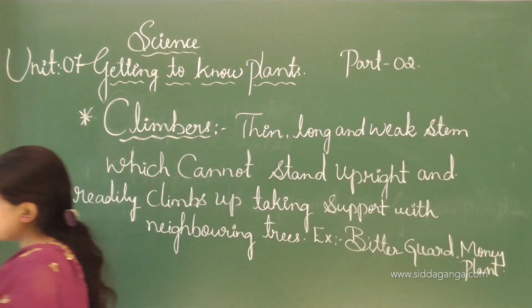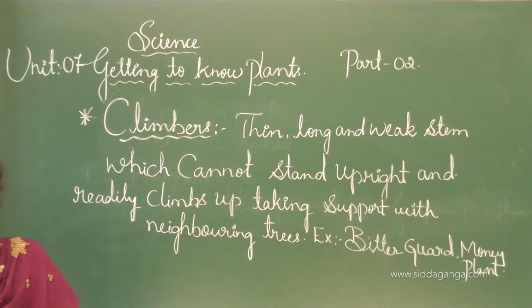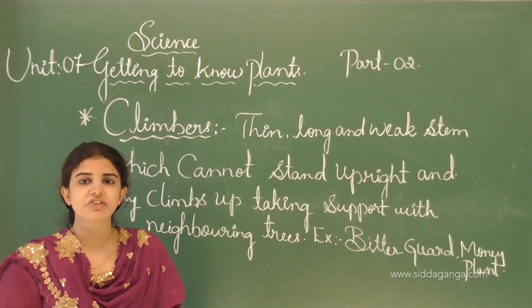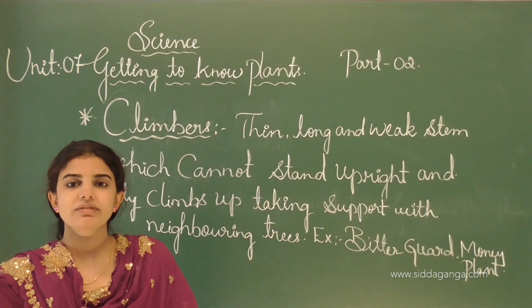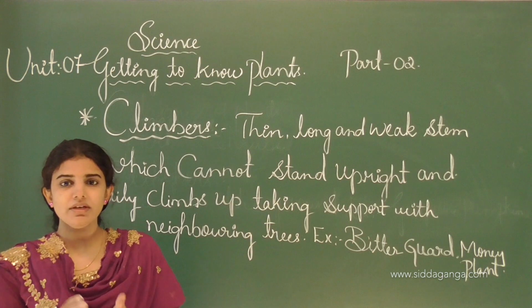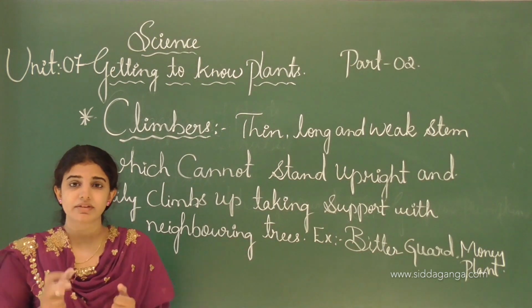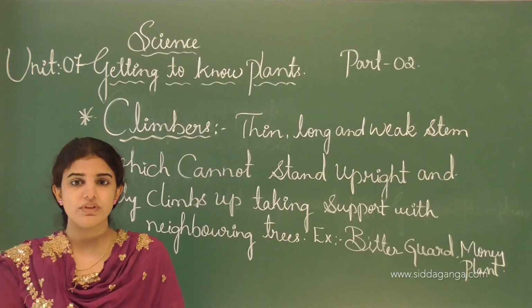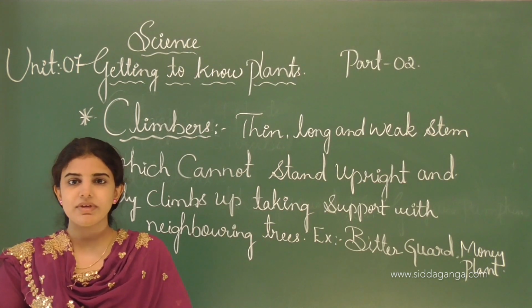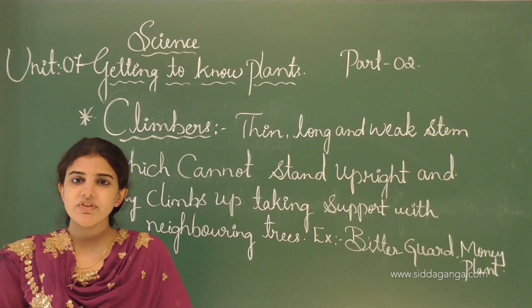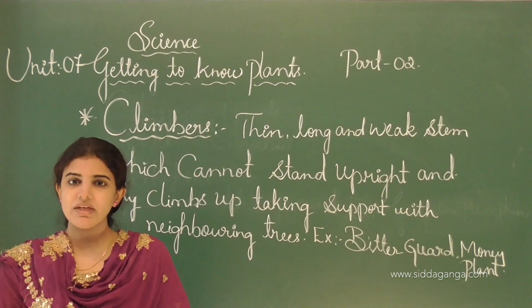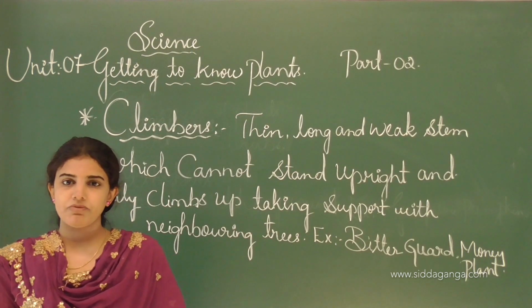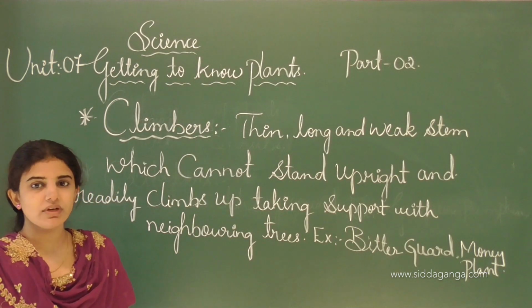See, this is how climbers can be differentiated from the creepers. Creepers have a thin, long and weak stem, and they can't stand upright, and they will spread over the ground, and these are nothing but the creepers. Examples for the creepers are pumpkin as well as the grapevine. These are two examples for creepers.